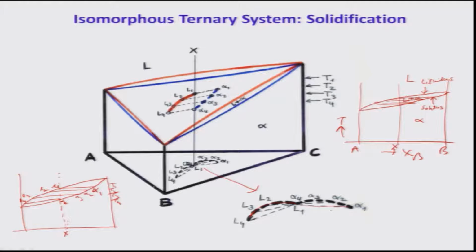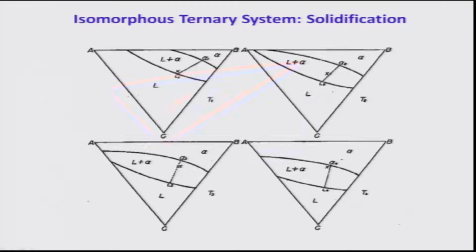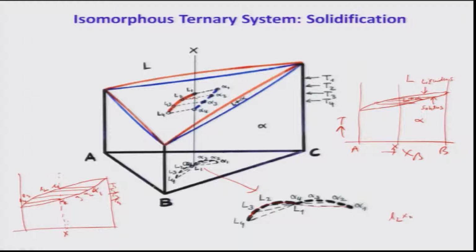Because X is sitting exactly on L1, only at L2 or temperature T2, X lies on this point. So, therefore, the volume fraction of alpha 2 will be L2x divided by L2 alpha 2 into 100. That is the volume fraction of the solid alpha at temperature T2, correct. This is the length of this arm divided by the other one.